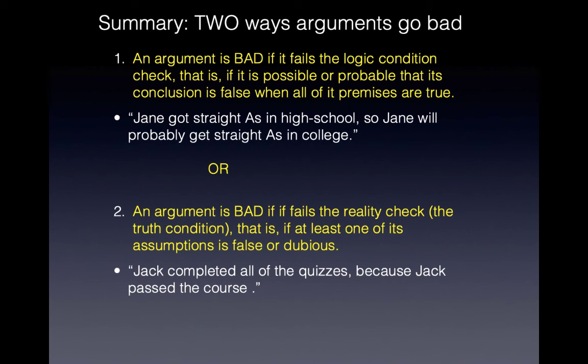The other way arguments go bad is that an argument fails the reality check. I mean the truth condition test. That is, at least one of its assumptions is false or dubious, and you are able to show this by a counterexample to that statement. Jack completed all of the quizzes because Jack passed the course. So what I'm doing is I'm concluding Jack completed all the quizzes since Jack passed the course. But wait a minute, it's possible, isn't it, that Jack passes the course. That's true. It's true Jack passes the course, and yet he doesn't complete all the quizzes. In fact, this course is one of those. I'll get to this.